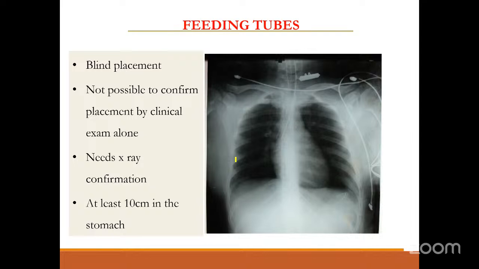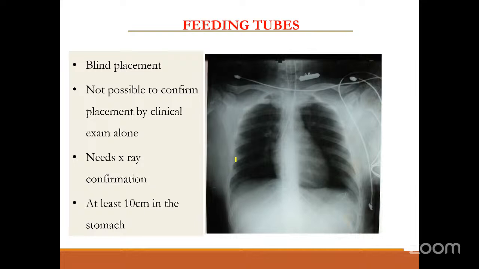The feeding tubes are mostly placed blindly through the nose or through the mouth. So we need to make sure that it has entered the right path, that is your esophagus. Confirmation is by clinical judgment, by a gush of air when you inject through a syringe, and by auscultation. That is the first best judgment.